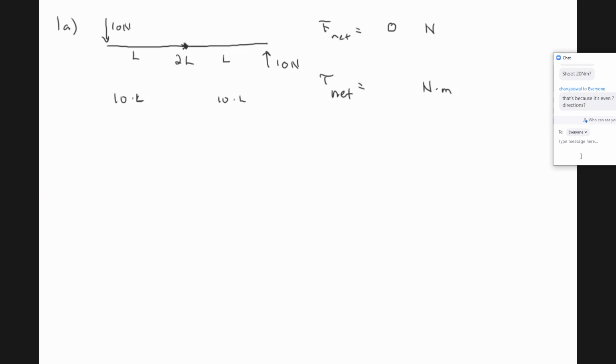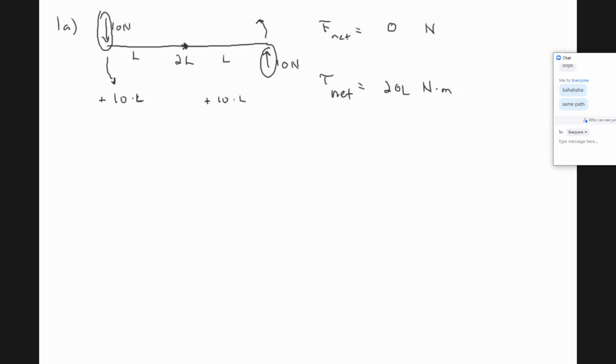So this force, does that cause clockwise or counterclockwise rotation? Good, counterclockwise. This force, does this cause counterclockwise or clockwise rotation? Counterclockwise. Right? So they're both positive. Since they're causing the same direction of rotation, they get added to each other, right? That's why it's 20L Newton meters.